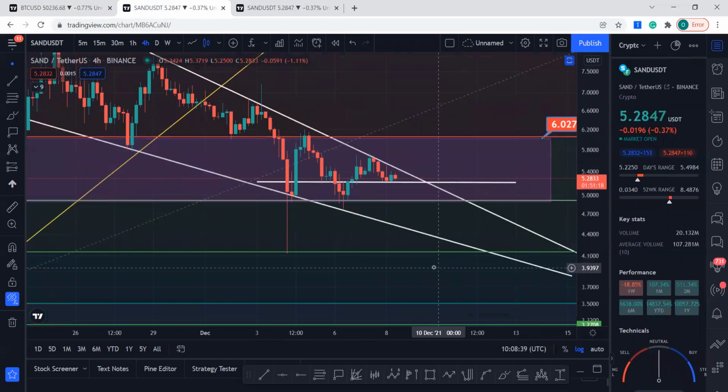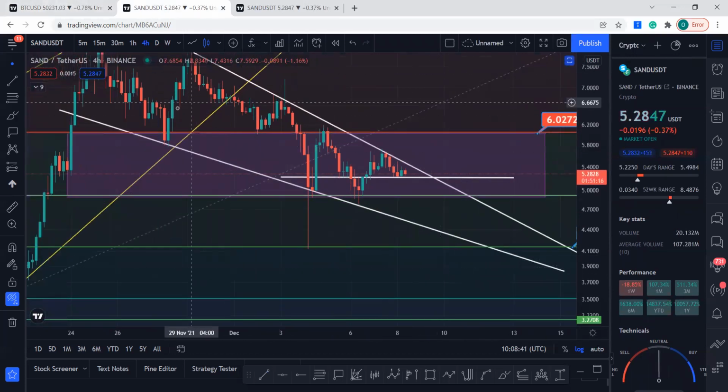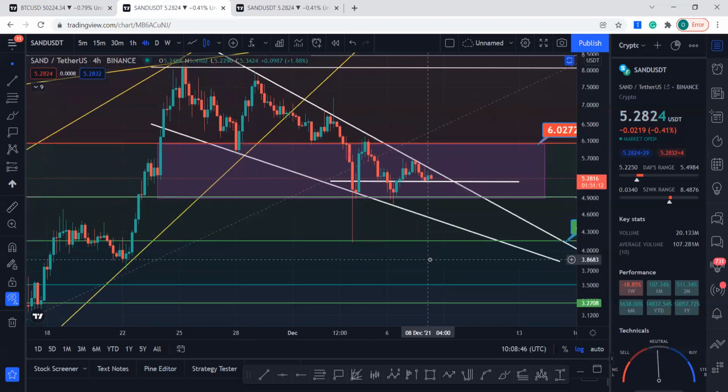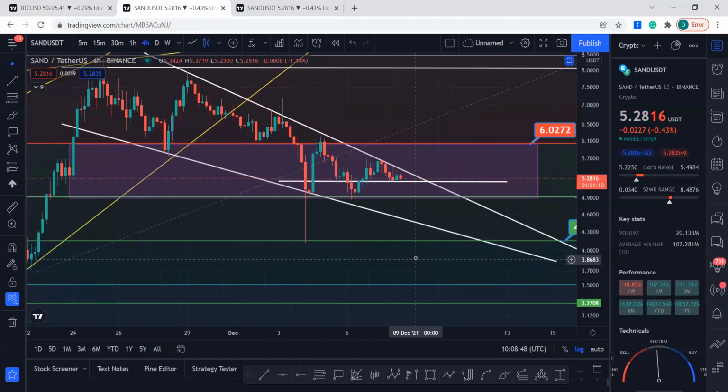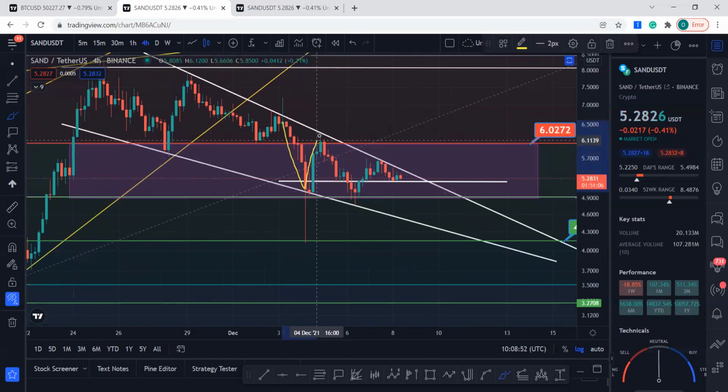Okay, I can show you a pattern. If Bitcoin does this move, then most probably Sand is going to do something like this. You can see it came down, came up, came down, came up, came down. Eventually, it's going to get out of this resistance line. If it does that, that's going to be really bullish.